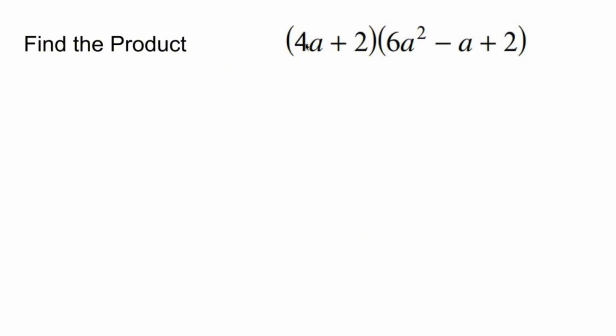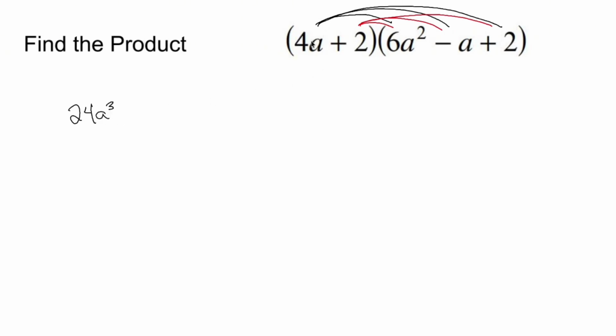Find the product of 4a plus 2 times the quantity 6a squared minus a plus 2. This is an extra big FOIL problem. You're going to take your 4a and distribute that 4a to all three terms in the second parentheses. Then you're going to take 2 and distribute 2 to all three terms in the second parentheses. So we have 4a times 6a squared. 4 times 6 is 24. a times a squared is 3 a's, so a cubed.